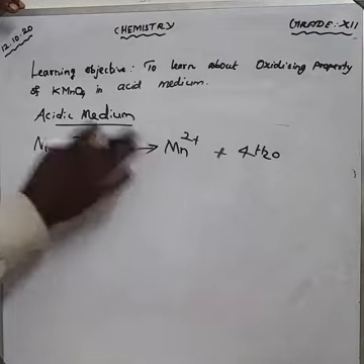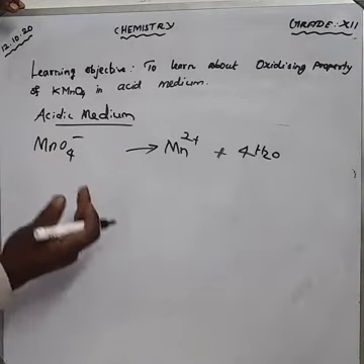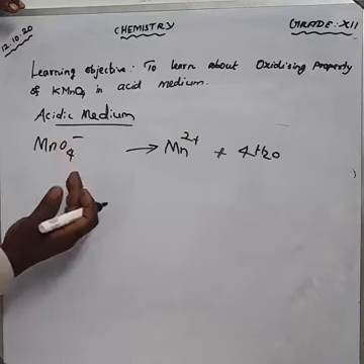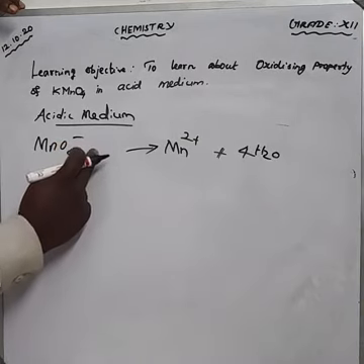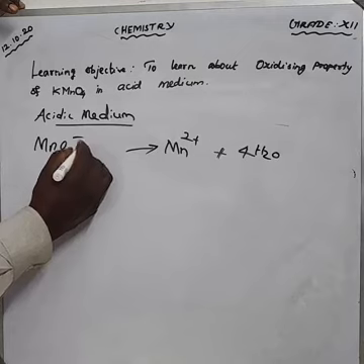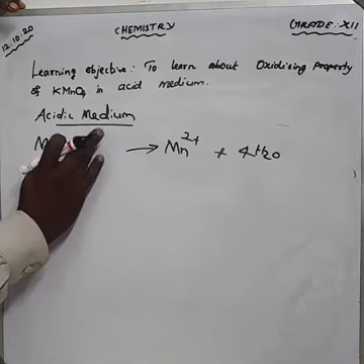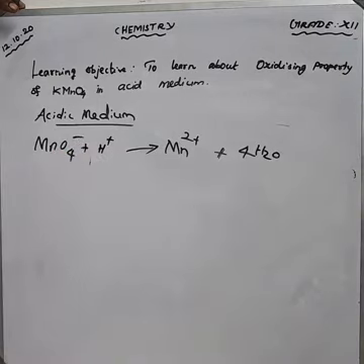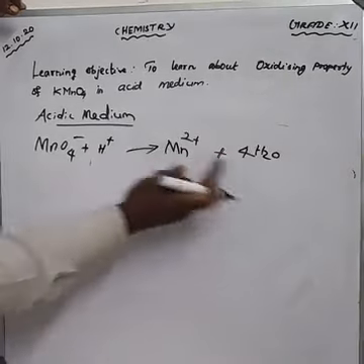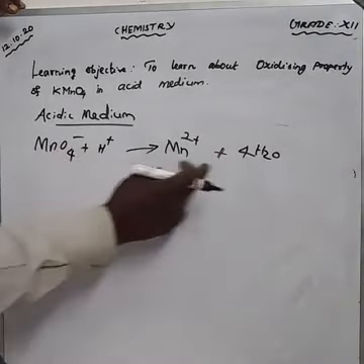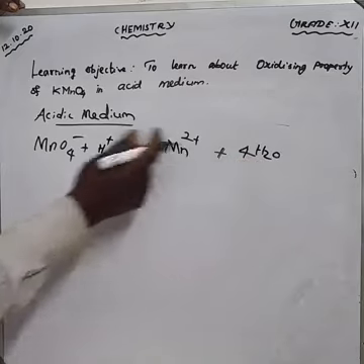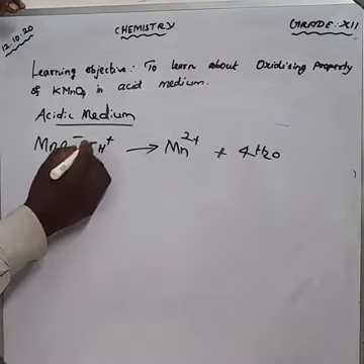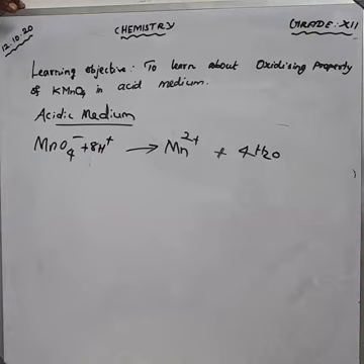Next, hydrogen is balanced by adding H+ ions on the side opposite the water. Here there are 4 molecules of water, so you write 8 H+ ions.